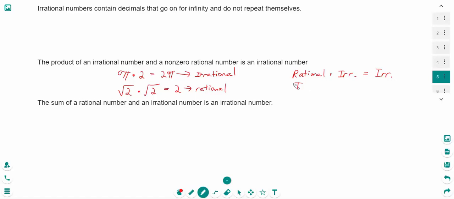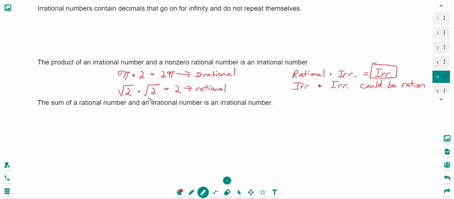However, if you have an irrational times an irrational, it may not be the case. Okay? An irrational times an irrational could be rational. Okay? So the one to really remember is just when they're opposites. When you have the opposite, a rational times an irrational, the end result will always be the irrational. Okay? Similarly, if you take the sum.